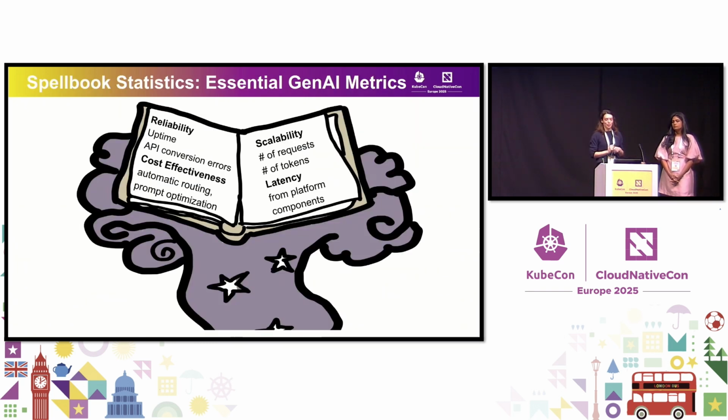Let's talk about that, our spell book of metrics. So for example, a GenAI platform might want some things for reliability, uptime, including the routing layer, API conversion errors, cost effectiveness, things like how well are we doing for optimizations like automatic routing, model caching, prompt optimizations. Also, we want to measure our scalability. Not only do we want to know the number of requests, but for GenAI, we want to know something like the number of tokens or time to first token. Also, we want to clearly measure our latencies. So from every platform component and the request that I showed earlier.